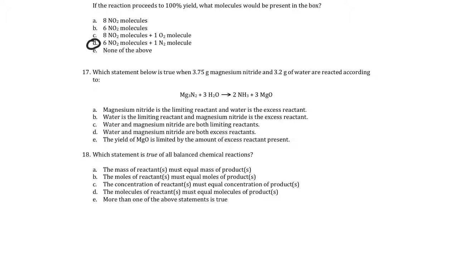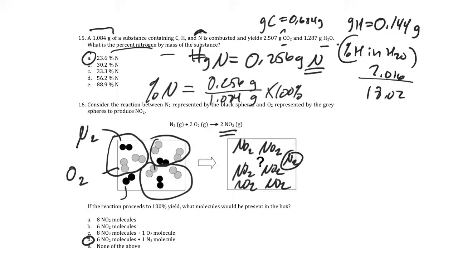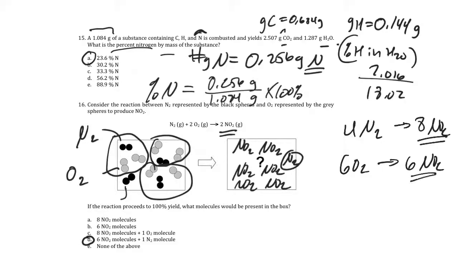You could think through it still with a BCA chart or dimensional analysis. Like you could say you have 1, 2, 3, 4 N2s. How many molecules of NO2 can you make? For every one N2, you make 2 NO2s, so that'll give you 8 NO2s, if we consumed all the N. But then we only have 1, 2, 3, 4, 5, 6 O2s. For every 2 that react, we get 2 products, so we only get 6 NO2s. So this will be the maximum.